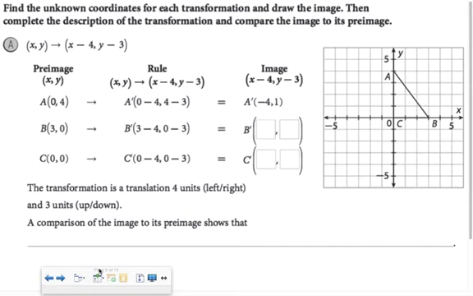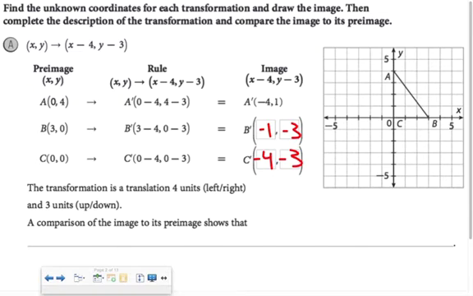The first one was done for us at 0 comma 4, and then they did the 0 minus 4 for the x rule, and then the 4 minus 3 for the y rule, and found that A prime lands at negative 4 comma 1. We do the same kind of math for points B and C. So B prime will therefore be located at negative 1 comma negative 3. C prime will be located at negative 4 comma negative 3.